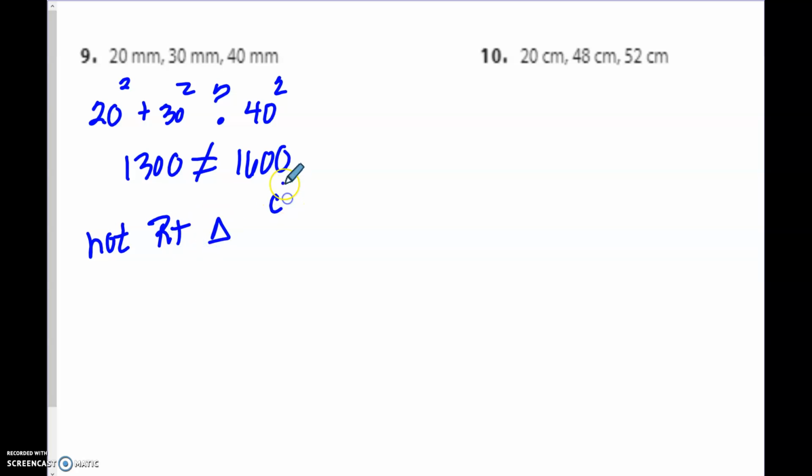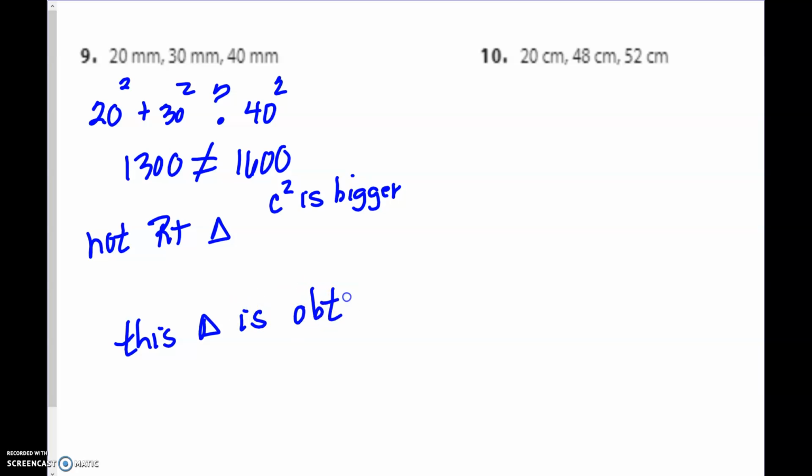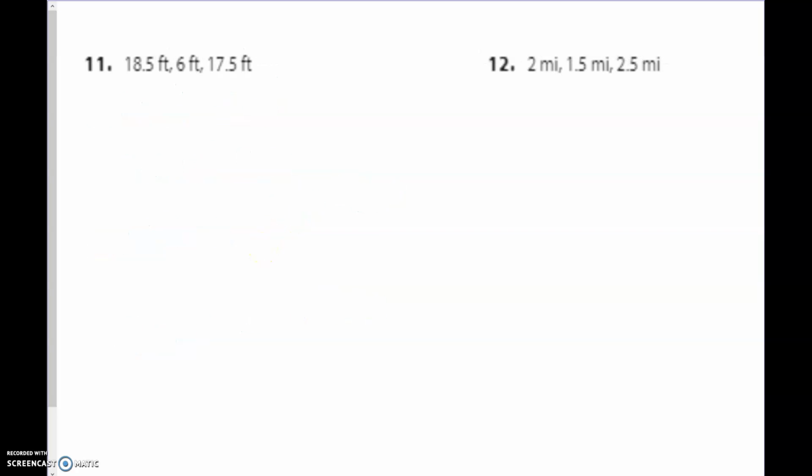So c squared is bigger. Notice I'm always making the comparison from c. C squared is bigger. This triangle is obtuse. C squared is bigger, so this triangle is obtuse.